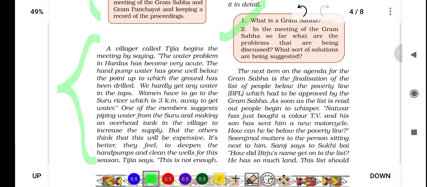So what is the Gram Sabha? In the meeting of the Gram Sabha, so far what are the problems that are being discussed? What sort of solutions are being suggested? So guys, answer this in the comments section.